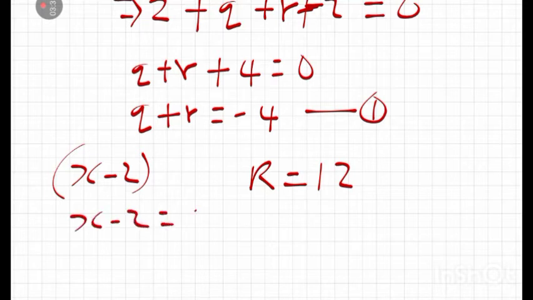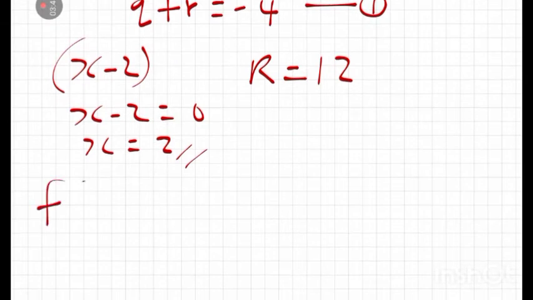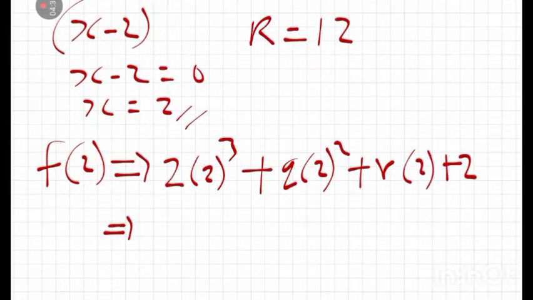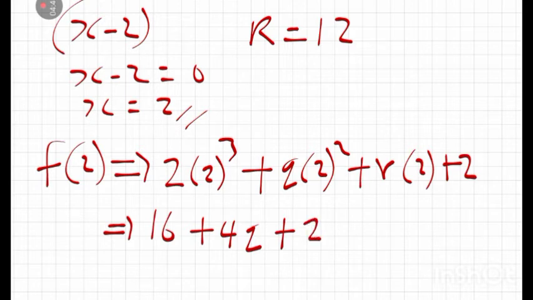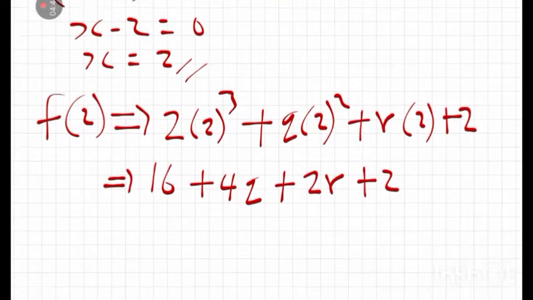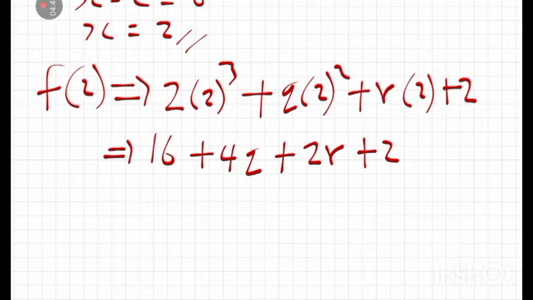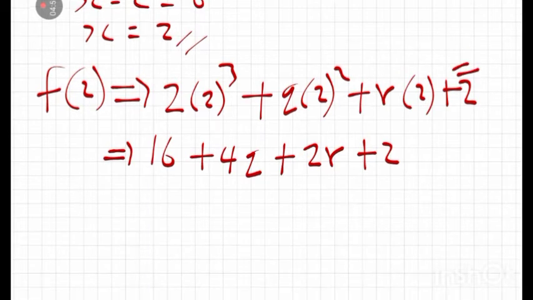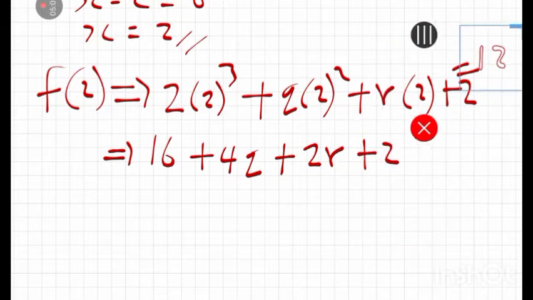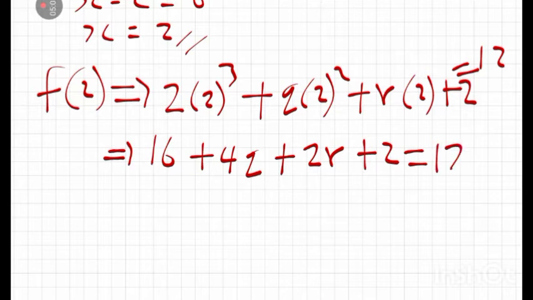So I will repeat the same process, since x minus 2 gives a remainder of 12. x minus 2 equals 0, x is equal to 2. So if I find f of 2 in the expression, the answer I'm going to get is supposed to be 12. So 2 raised to power 3 is 8, 8 times 2, 16, plus 4q plus 2r plus 2. But don't forget it is equal to 12.